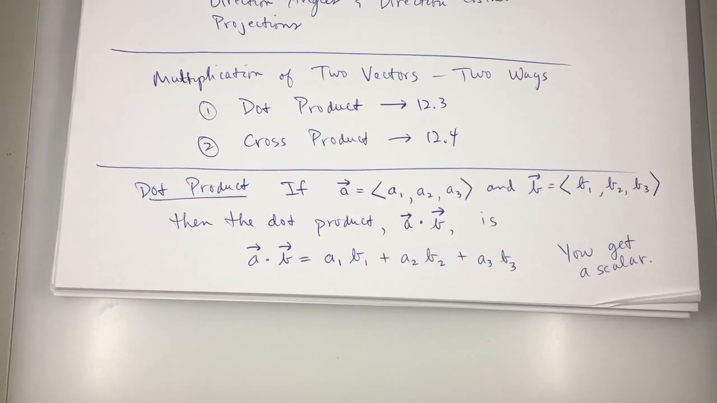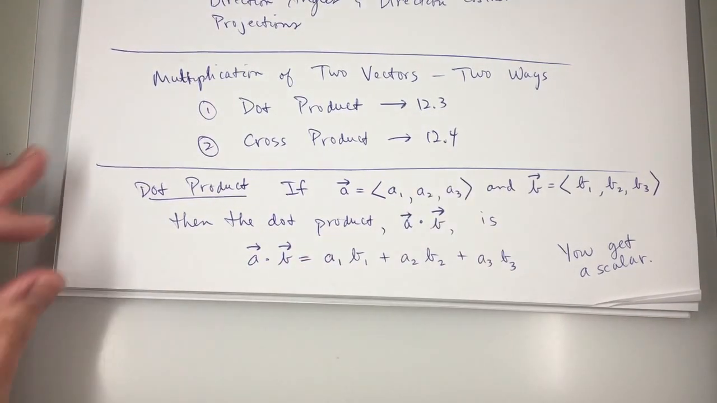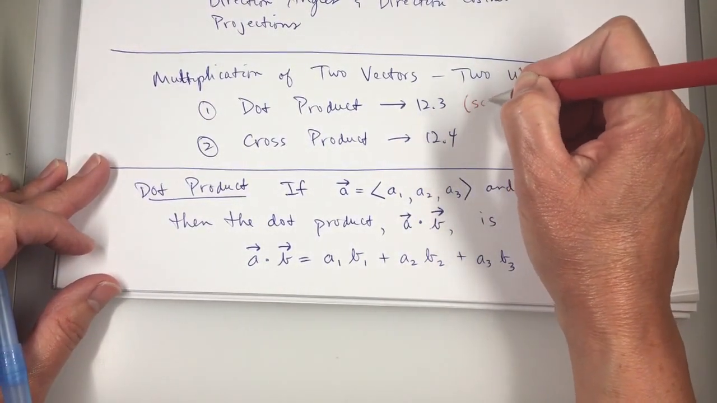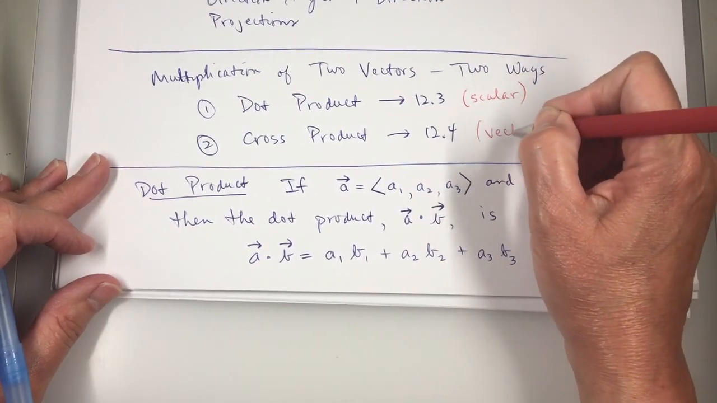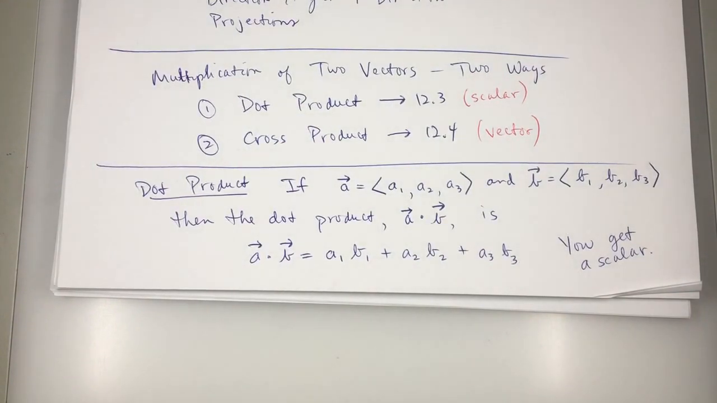When we do the cross product, which will be tomorrow or later this week, you're going to get a vector. So that's kind of worth noting here, that in 12.3 we're getting a scalar. And in 12.4 you get a vector when you do the cross product.